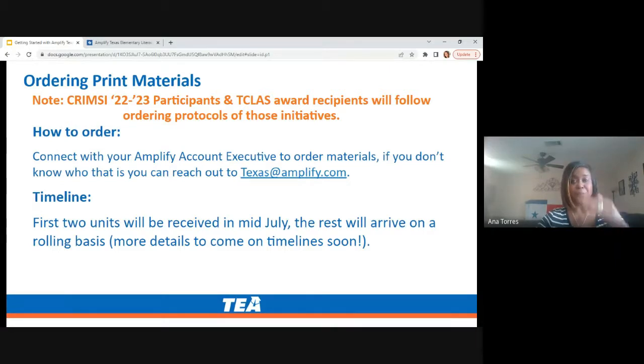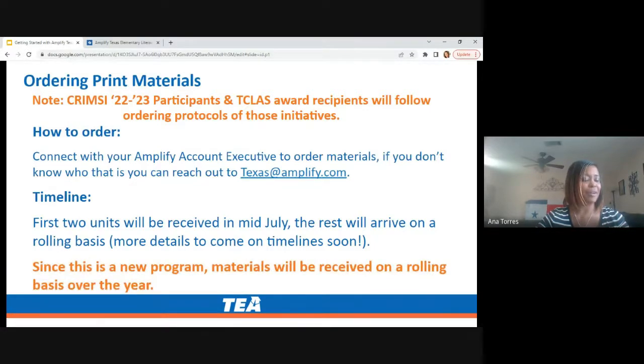So know that, again, since it's being built from the ground up, these specific units will be printed and sent, and they'll arrive on a rolling basis. You will have everything you need prior to starting your school year. So again, new program, and your materials will be received on a rolling basis over the year. But do not fret, as you will have what you need prior to the beginning of the school year.